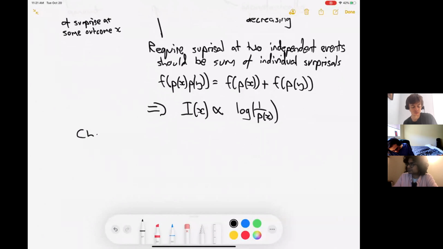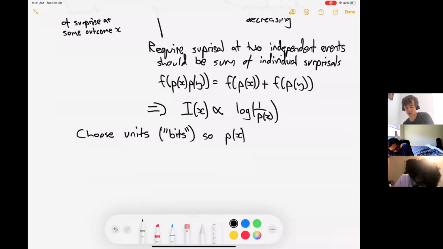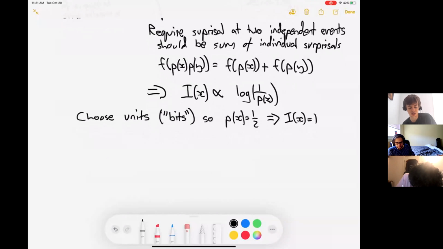Finally, what the constant of proportionality is just depends on the units we use for surprisal. But conventionally, we choose units of bits, the number of bits of surprisal, so that p of x being equal to a half implies that the surprisal at x is equal to 1. Okay, this is just how we normalize surprisal to measure it in bits.